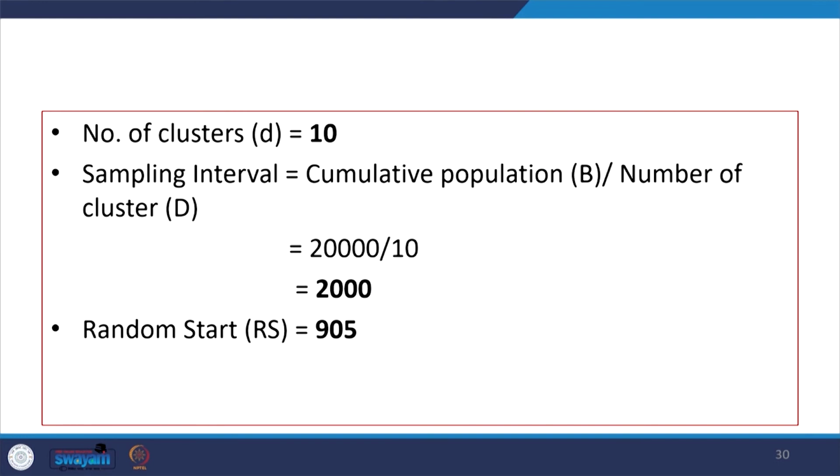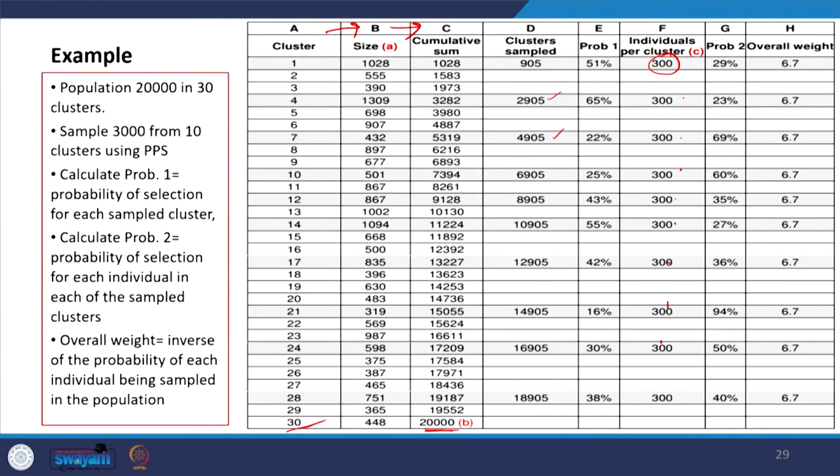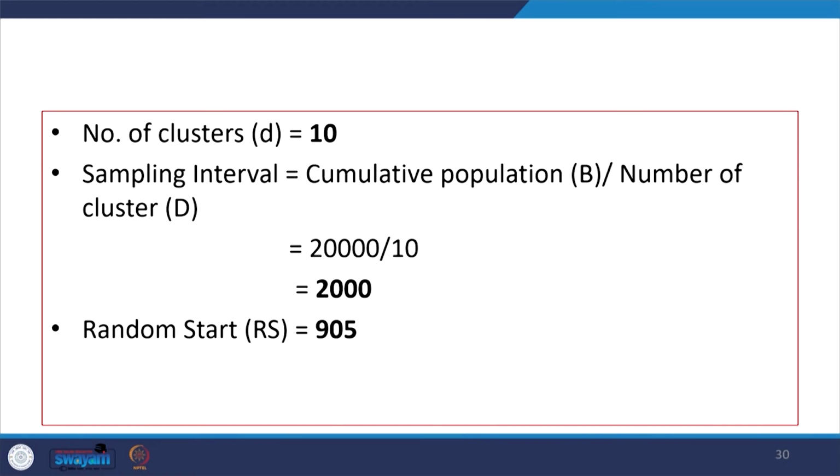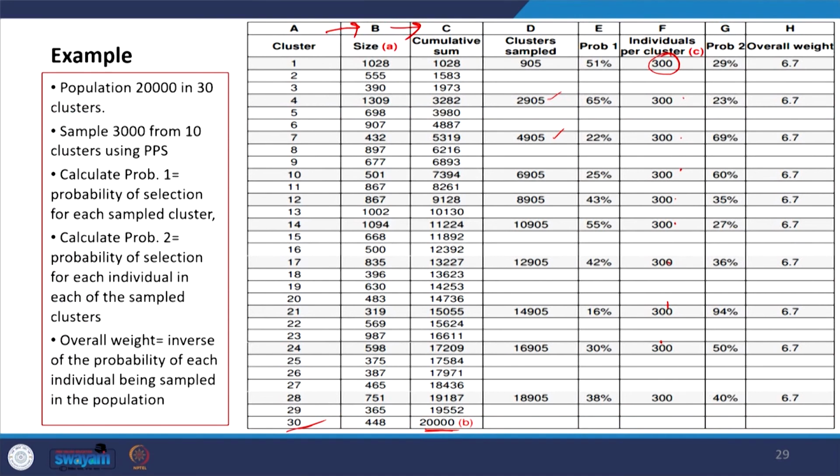Now, the number of clusters is 10. The sample interval here is our cumulative population, that is 20,000, divided by 10, that is 2000. In every 2000 we are supposed to take 1. So, the random start here is 905 out of 2000 population. The first start is within the 2000 population. Out of 2000 we have got one random start, that is 905.